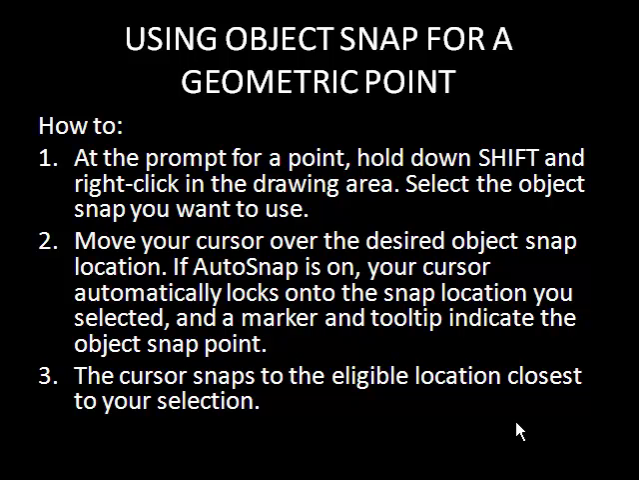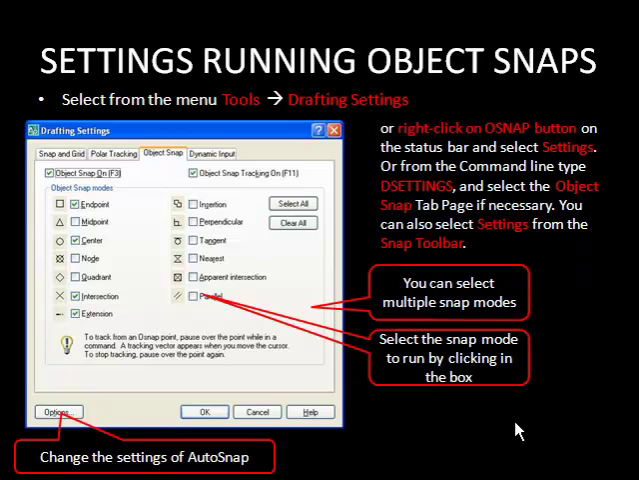Now, how do we do this? As soon as you get prompted for a point, hold down the shift key and right click in the drawing area. Select the object snap you want to use. Move your cursor over the desired object snap location. If auto snap is on, your cursor automatically locks onto the snap location you selected, and a marker and tooltip indicate the object snap point. The cursor snaps to the eligible location closest to your selection. That's how it works.